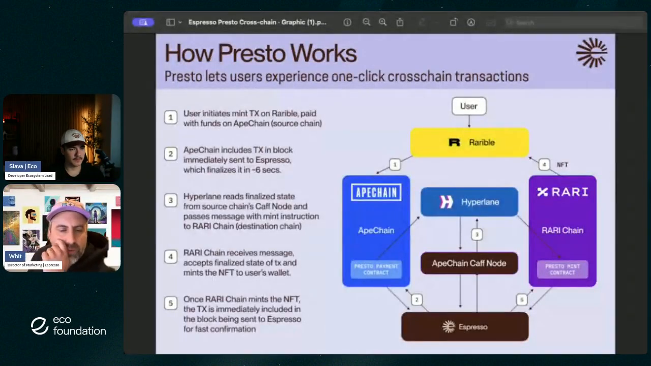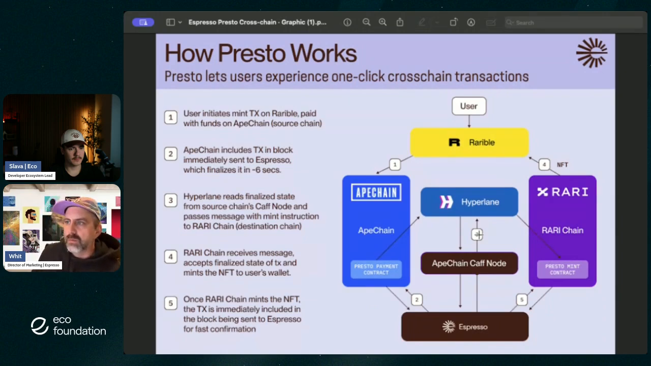So we call this solution for one-click cross-chain payments Presto. That's why it says how Presto works. What's happening here is that users on Rarible are using their funds to buy an NFT on ApeChain. Actually, sorry, this one's the opposite. We have a second phase of the collection where it's going to be reversed, where you can use funds on ApeChain to mint the collection on Rari Chain. And that's what this diagram is specifically showing.